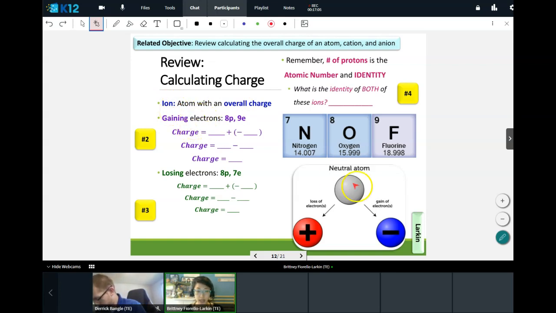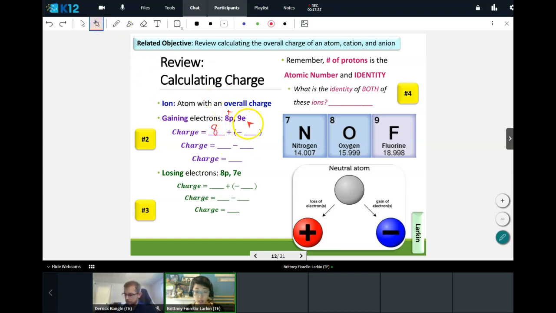So let's imagine we have our neutral atom that has 8 protons, 8 electrons. Equal amounts so that it's neutral. But then we gain an electron. So now we have 8 protons, 9 electrons. Tell me in the chat, for the 8 protons, should I make that a positive 8 or a negative 8? Yeah, I'm going to make this a positive 8. Protons are positive, so I'm going to plug this in as a positive, or regular, 8.